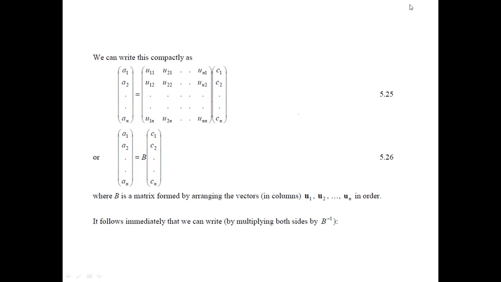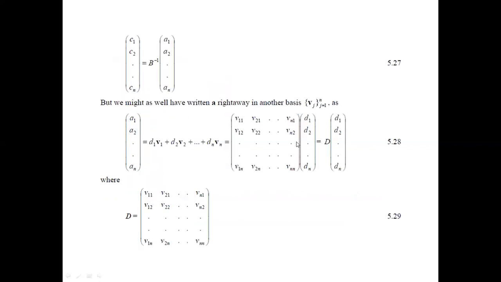It follows immediately that we can write, by multiplying both sides by B inverse: multiplying 526 by B inverse, we get B inverse A1, A2 up to AN equals B inverse B, C1, C2 up to CN. B inverse B is the identity matrix. So if you swap left and right, we arrive at C1, C2 up to CN equals B inverse A1, A2 up to AN.